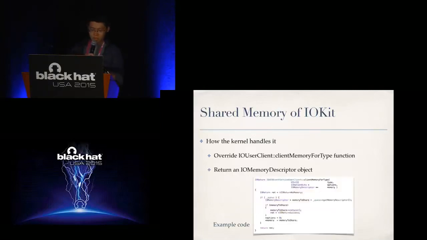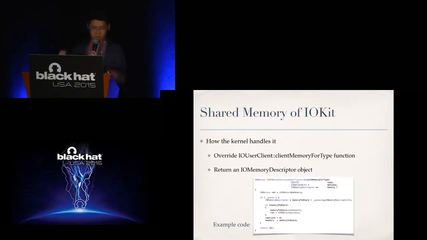Let's see how the kernel handles this. If some IOKit driver wants to share memory with user space applications, they need to override the function clientMemoryForType. And this is a simple example code for the HID event service user client. You can see all it has to do is return an IOMemoryDescriptor object. Then the kernel will know which memory should be mapped into user space.